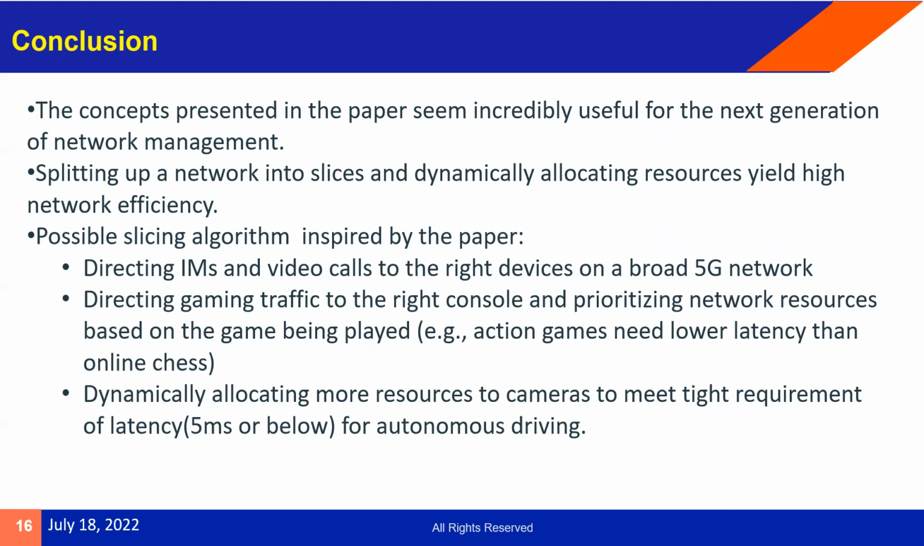Another possible example would be directing gaming traffic to the right console and then also prioritizing network resources based on the game being played. For example, action games generally need very little lag and much lower latency than somebody playing online chess on their browser. And finally, a third example we could think of was dynamically allocating more resources to cameras to meet tight requirements of latency for something such as autonomous driving.